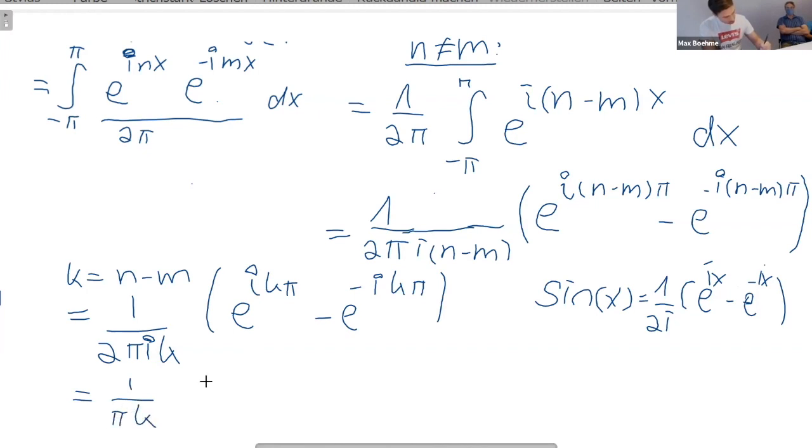e to the power k, sine of k times pi, where k is a whole number. And if we know something about the sine function, it is zero at whole-number multiples of pi. So this here evaluates indeed to zero. Yay. Great. So this is an awesome base now.